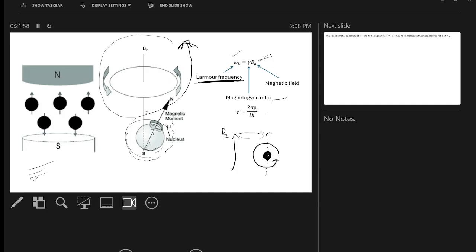Now this was a brief. Since the nucleus is rotating, when you apply a magnetic field, okay, when the nucleus is rotating and you apply a magnetic field parallel to that, it will make a precession motion. Okay, and because of that precession, it will have a precession frequency that we call Larmor frequency. Okay.